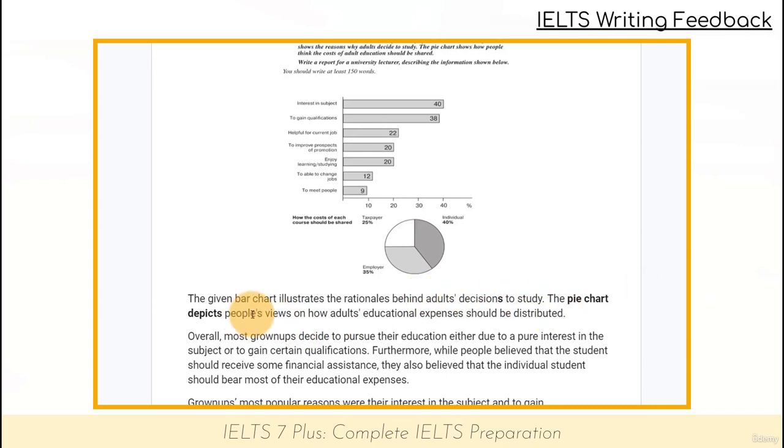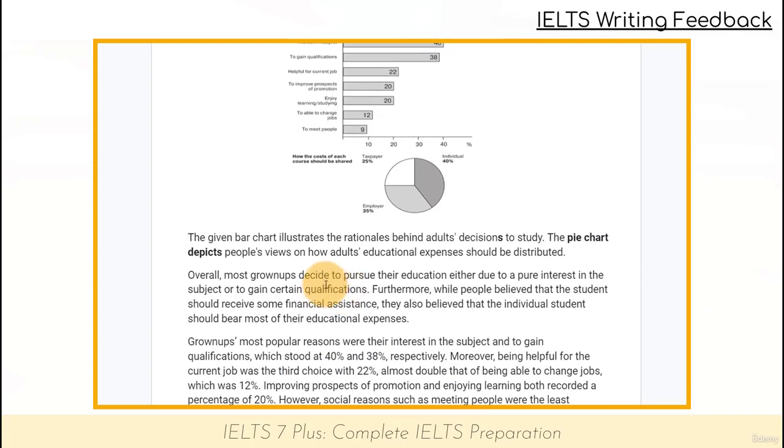The pie chart depicts people's views on how adults' educational expenses should be distributed. I do like their use of possessive apostrophes. They've been quite accurate with that. Yeah, that's good. Okay. Overall, most grown-ups decide to pursue their education either due to a pure interest in the subject or to gain certain qualifications.